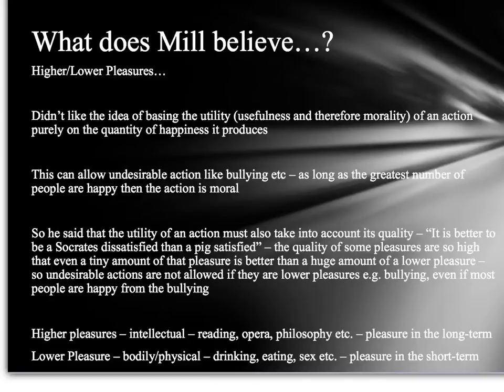So the first one here, higher and lower pleasures. So Mill was obviously a student of Bentham, but he disagreed with Bentham that you should base the utility, i.e. the usefulness and therefore morality of an action, purely on quantity. He didn't like that idea because that could allow you to do undesirable things like bullying. Because as long as the greatest number of people are happy, the action is moral. So if you have 5 bullies bullying one person and those 5 bullies are happier than the one person, then that makes the bullying moral. And Mill did not like the idea that an ethical theory could justify actions like that.